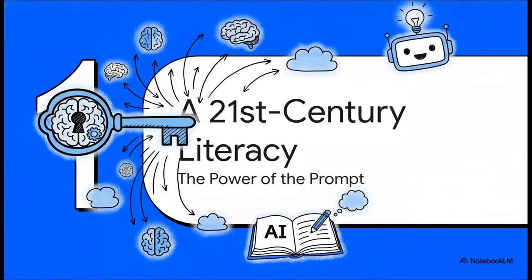But here's the good news. There's a solution, and it's a skill called prompt engineering. And look, this isn't some nerdy tech trick. It's really a new kind of literacy, a must-have for the 21st century. It's basically the key to unlocking what AI can really do for you and your students.